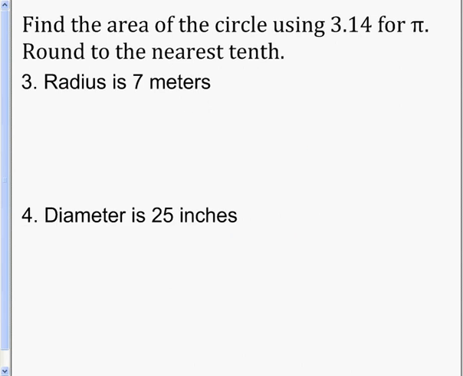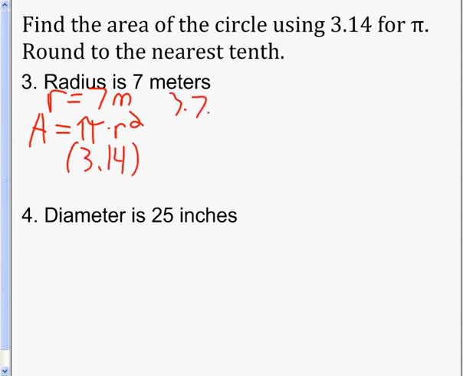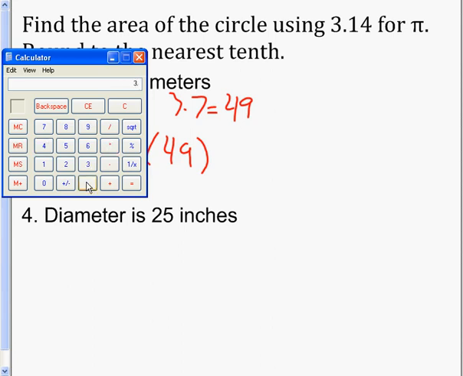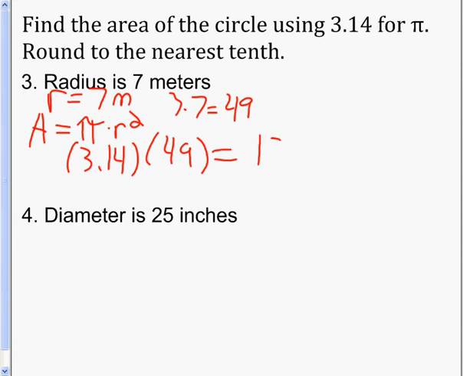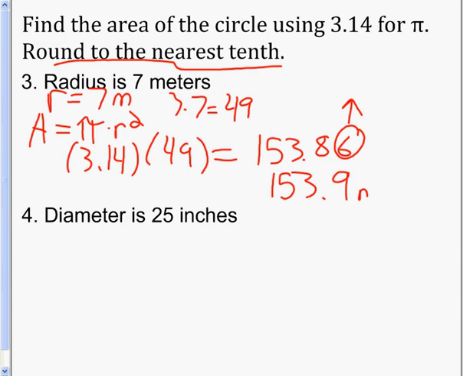Next one we're dealing with is radius is 7 meters. So radius equals 7 meters, and that's what we're looking for, because area equals pi r squared. Pi is 3.14. 7 times 7 is going to give me 49. So 49 times 3.14 again is going to be pretty close to 150. I get 153.86. The instructions do say to round to the nearest tenth. So I'm going to look at the 6, that's greater than 5. We're going to round that up. So we're going to get 153.9 meters squared.